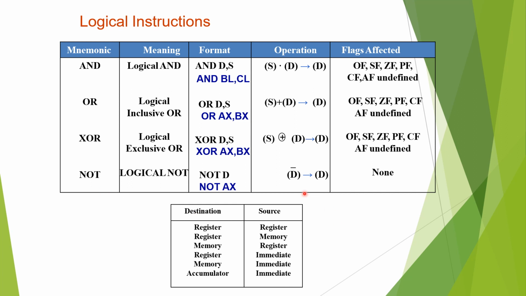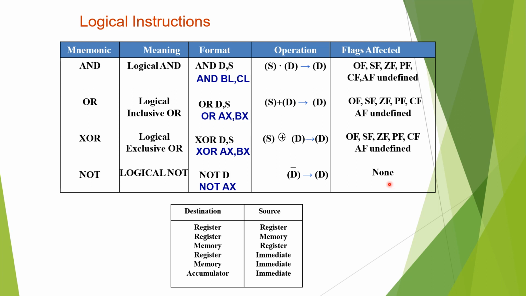And for the NOT operation, the format is NOT D, where D stands for destination. The operation is D bar is stored in D, which means the individual bits of the content are inverted and stored in the same register. The example is NOT AX. The content present in the AX register is inverted and stored in AX itself. Upon executing this instruction, none of the flags get affected.